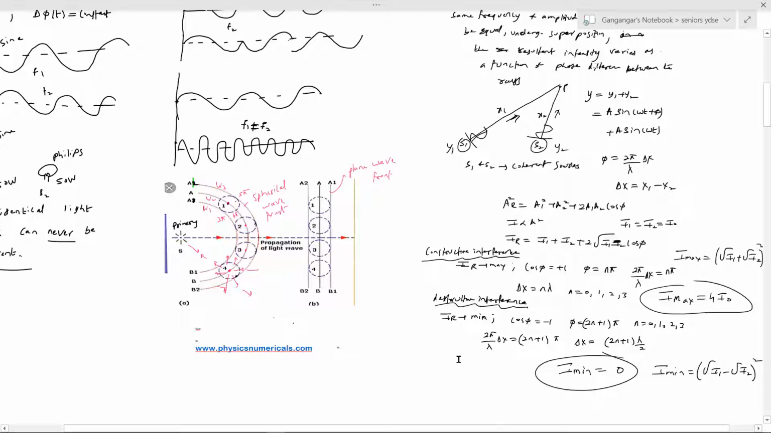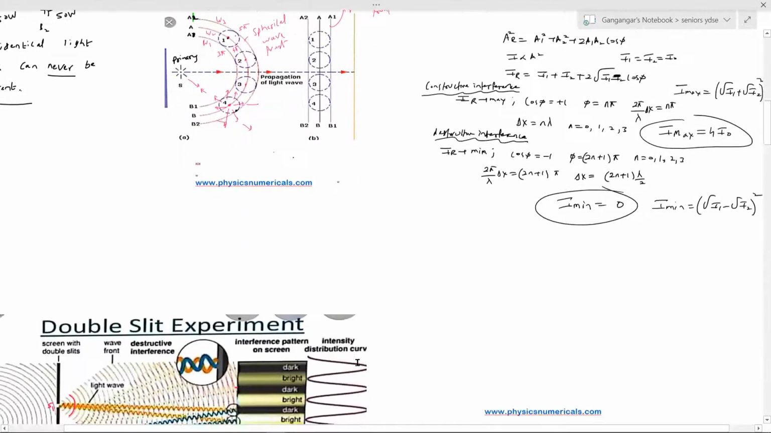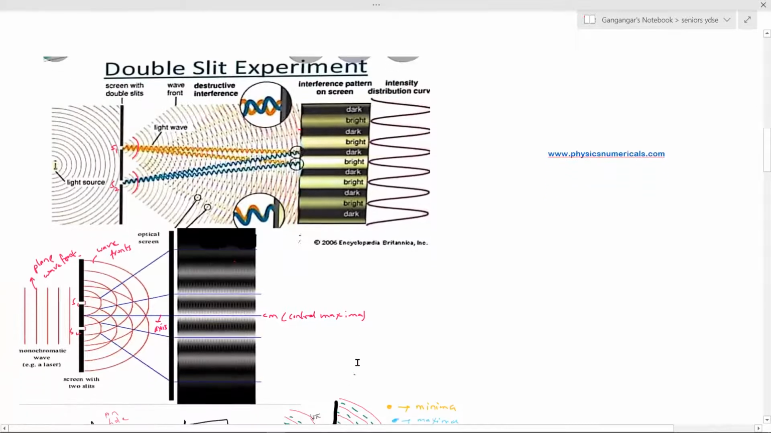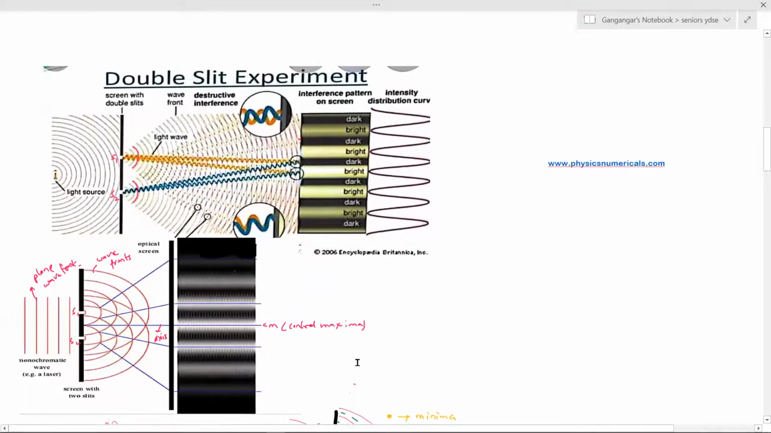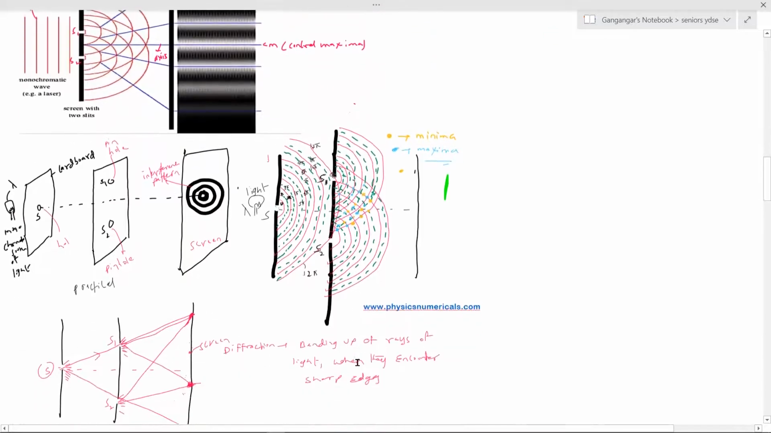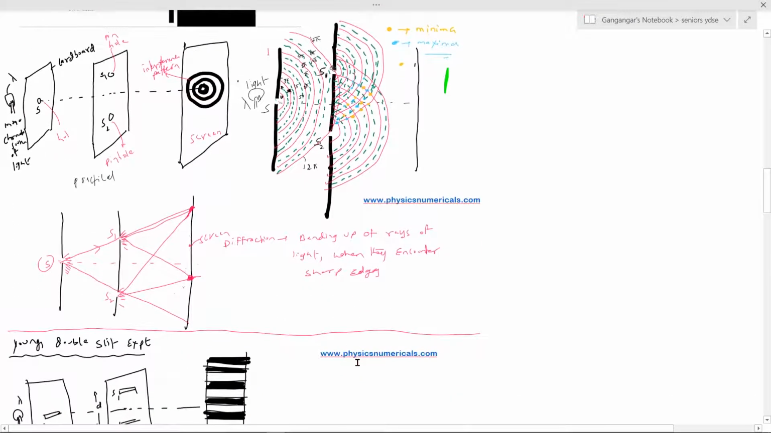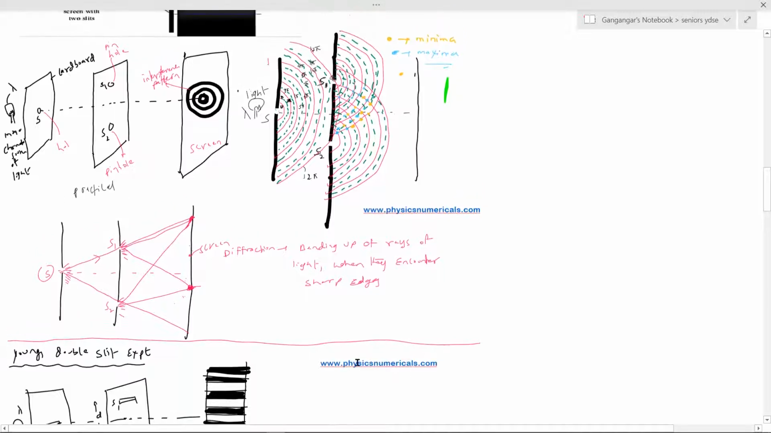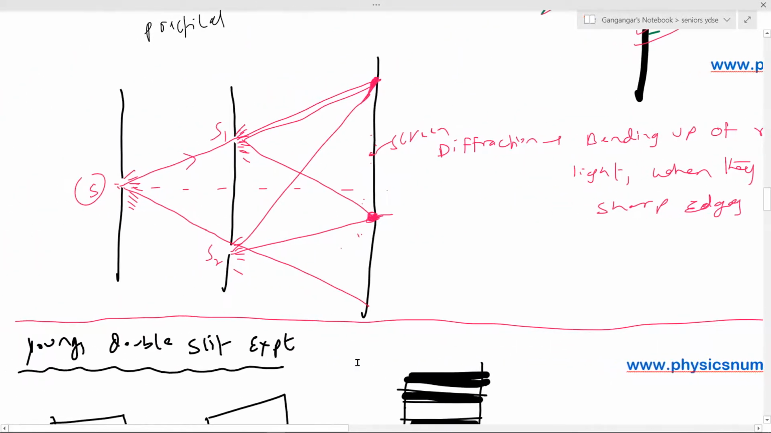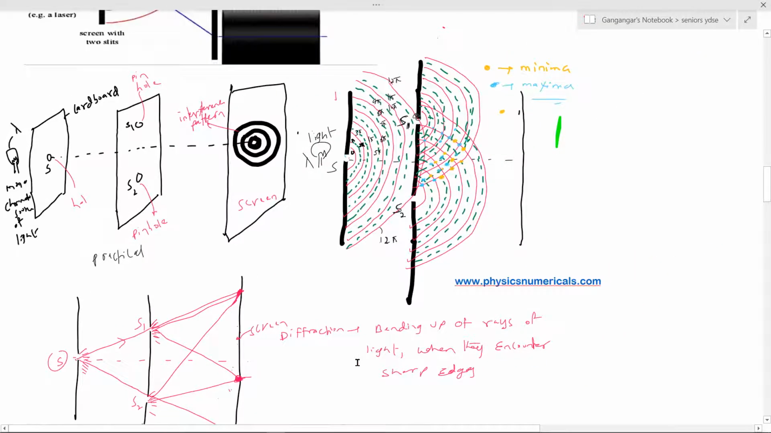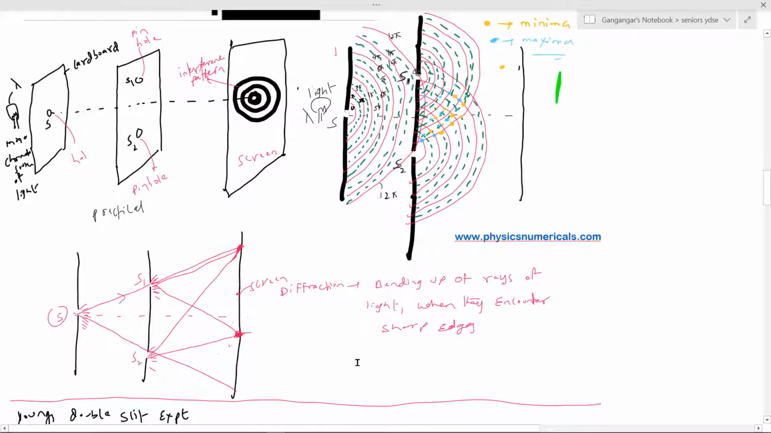To demonstrate this wave nature, Young took the help of an experimental setup. It is called Young's double slit experiment. So what he did, I'll come to the diagram. Let me start with this one. Okay, I think everyone is able to see. Yeah, fine.